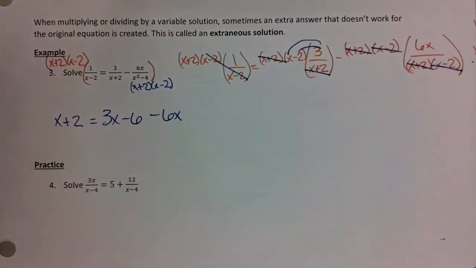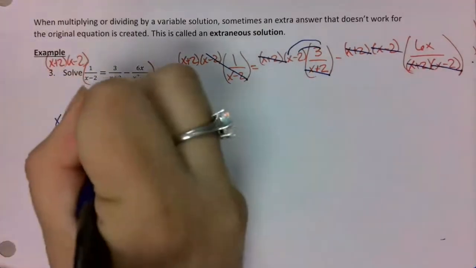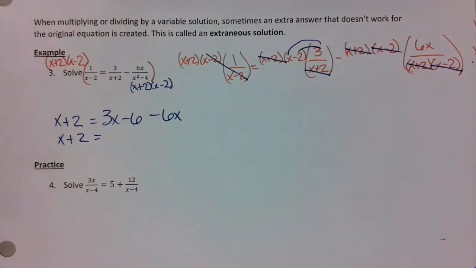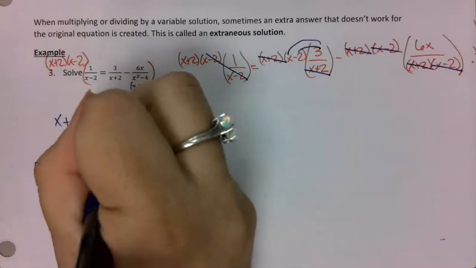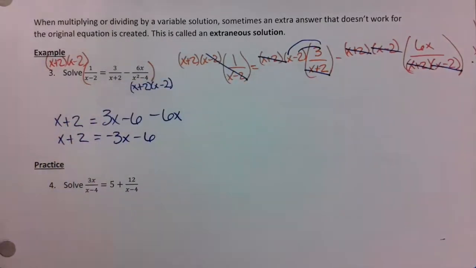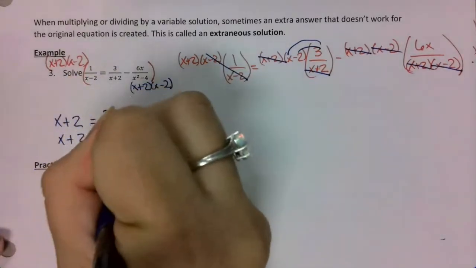So then, what do I want to do next? Combine like terms, so I get, no, it's positive 3x, negative 6x. Negative 3x minus 6. Okay, then what do you want me to do next? Subtract 2. Okay. So then I get x equals negative 3x minus 8.